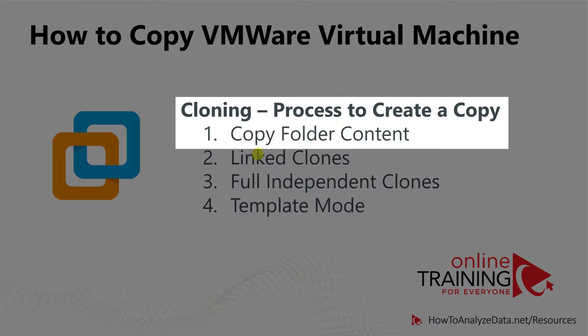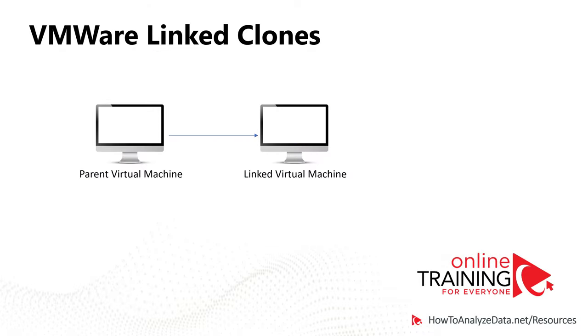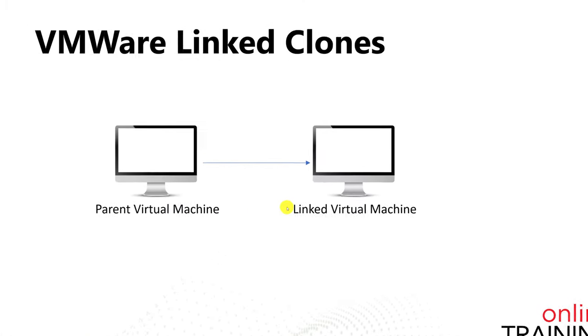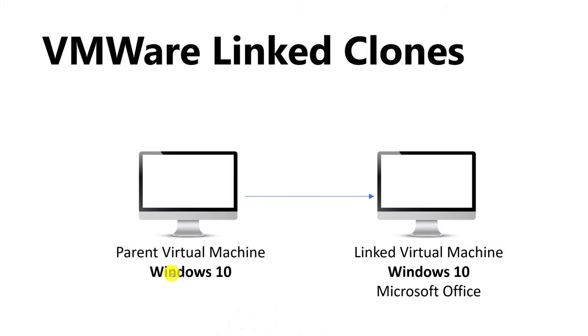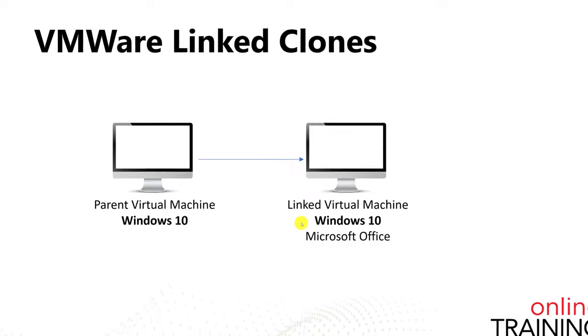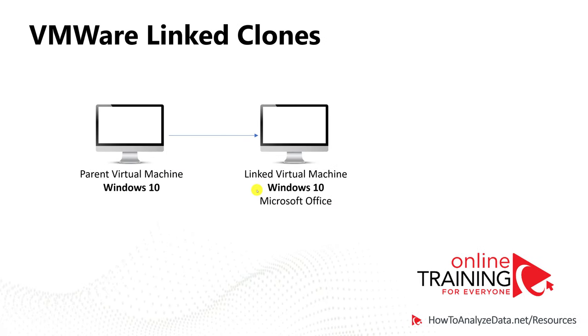In addition to copying just the folder structure, VMware supports more sophisticated cloning options. When you create linked clones, you have a concept of a parent virtual machine as well as a linked virtual machine. Your parent virtual machine might only have a Windows 10 installation, and the linked virtual machine might have Windows 10 as well as Microsoft Office installed. Using this concept allows you to save on disk space because the linked virtual machine only stores the Delta, which is in this case Microsoft Office.